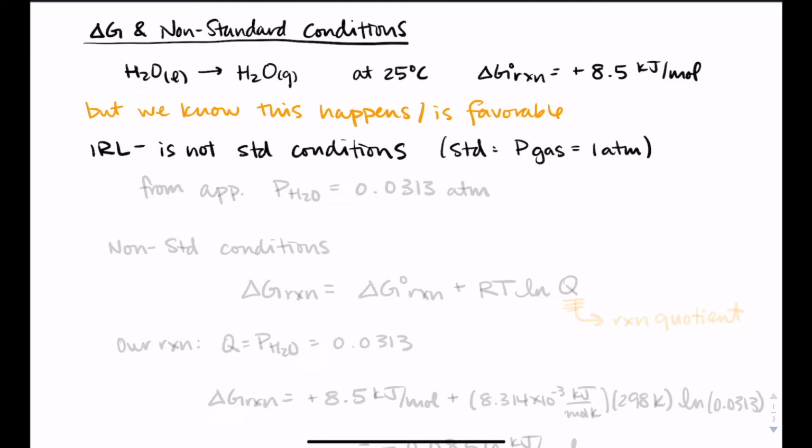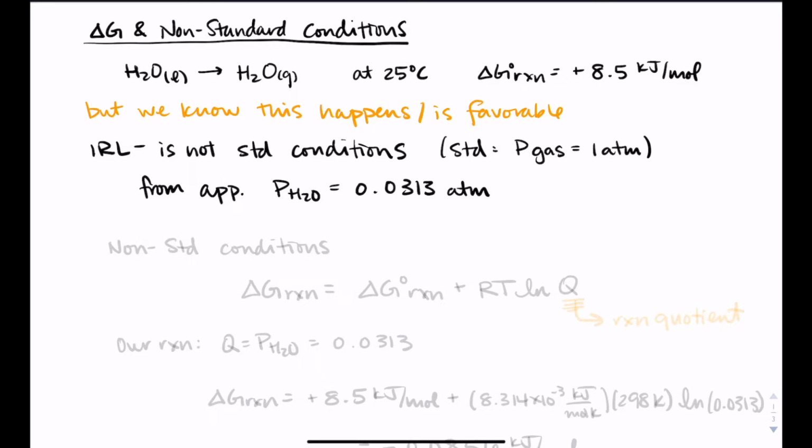I've gotten this value from the appendix. We haven't talked a lot about vapor pressure yet, but this is what we're looking at. So the vapor pressure of water at 25 degrees, normal conditions, it's 0.0313 atmospheres, quite a bit less than 1. So these are non-standard conditions. We don't have 1 atmosphere. We need to adjust the calculation in some way to account for this.